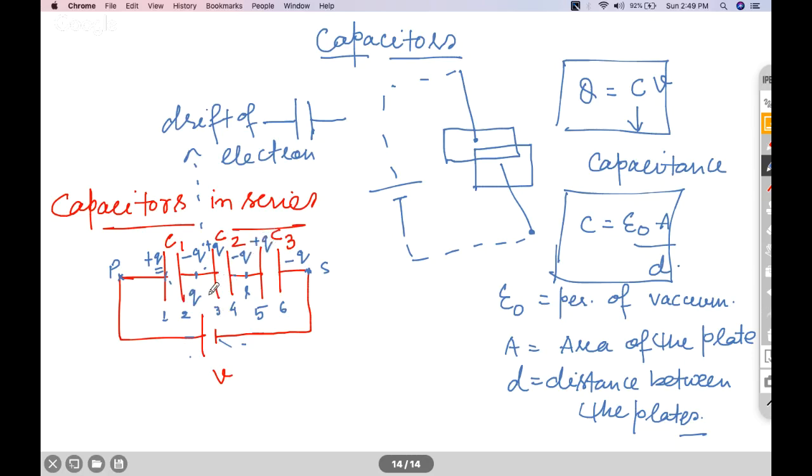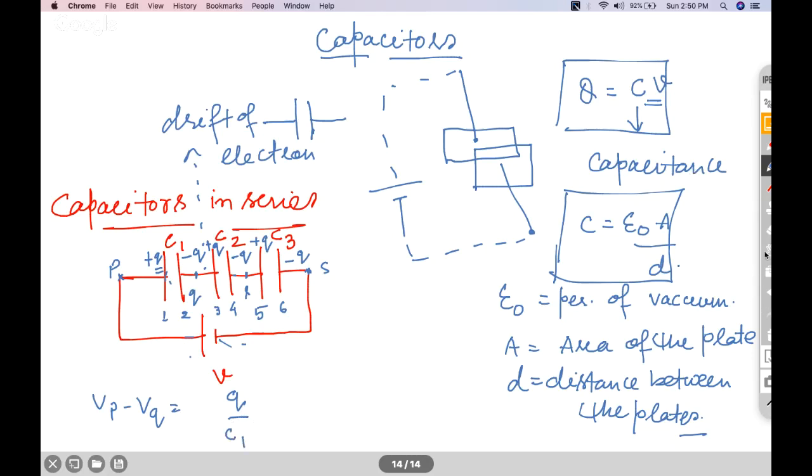So you should understand that electrons are drifting from plate 3 and plate 5 to plate 2 and plate 4 respectively, and that's why plate 2 and plate 4 will have minus q, and plate 3 and plate 5 will have plus q. Now how to calculate it? So you try to understand over here that Vp minus Vq is equal to, I have told that Q is equal to CV, where V is potential difference. So potential difference is equal to charge Q divided by C1.